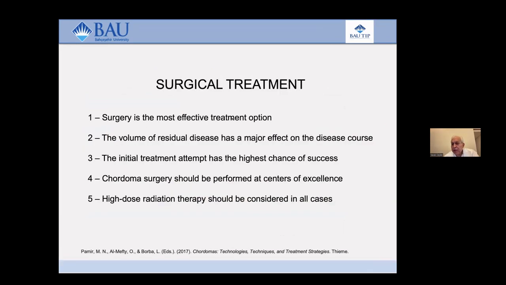Essentials of surgical treatment: Surgery is the most effective treatment option. The volume of residual disease has a major effect on disease course. The initial treatment attempt has the highest chance of success. High-dose radiation therapy should be considered in all cases. This surgery should be performed at centers of excellence.